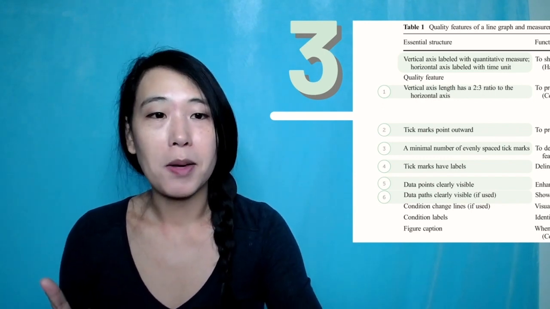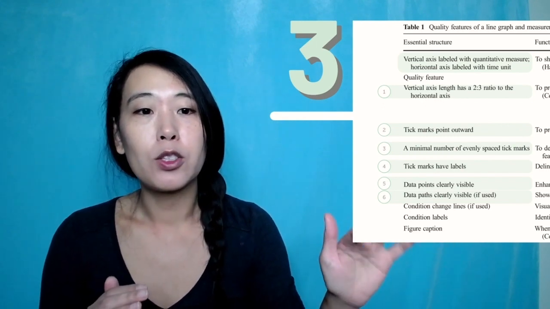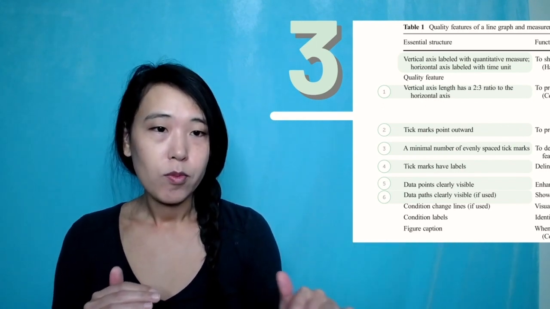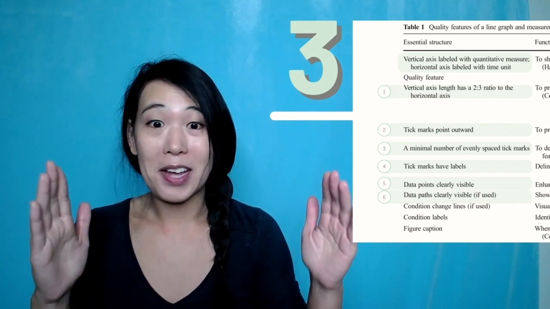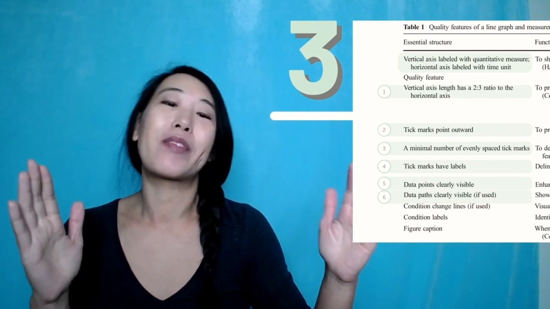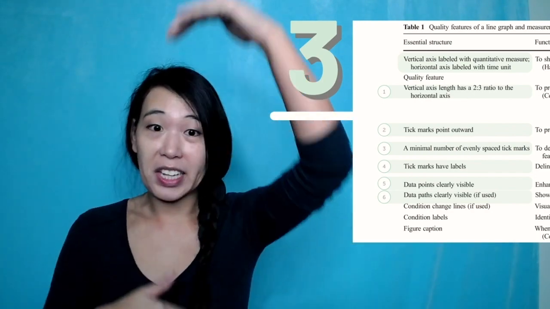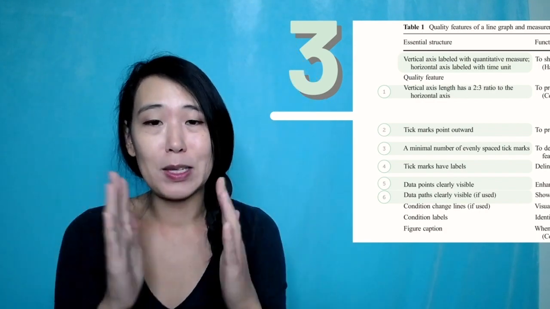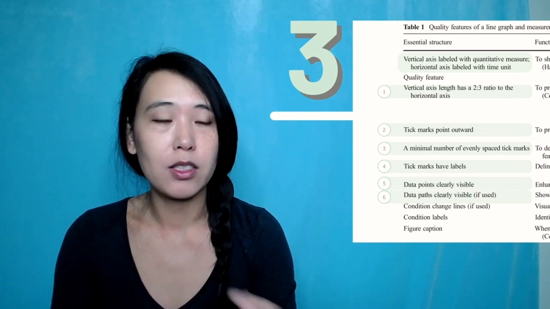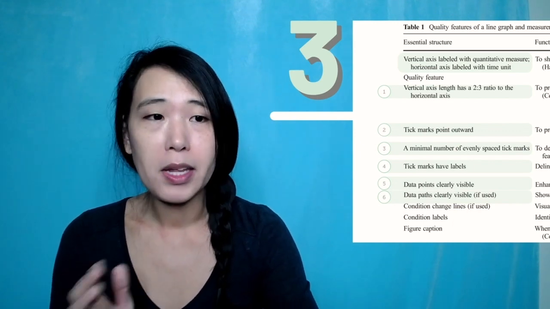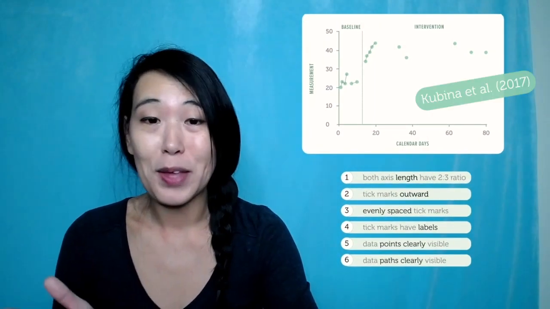So the first thing I'm going to talk about is the vertical length that has a 2:3 ratio to the horizontal axis. So this is going to be the graph size. You have a rectangle, right? But making sure that it's not stretched too wide or squished and too tall, because then that really skews what your line is going to look like and how you can make those clinical decisions. And I'll explain in another slide what that would look like and how to do that.